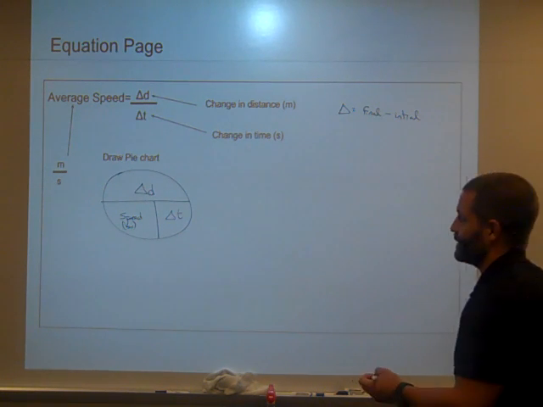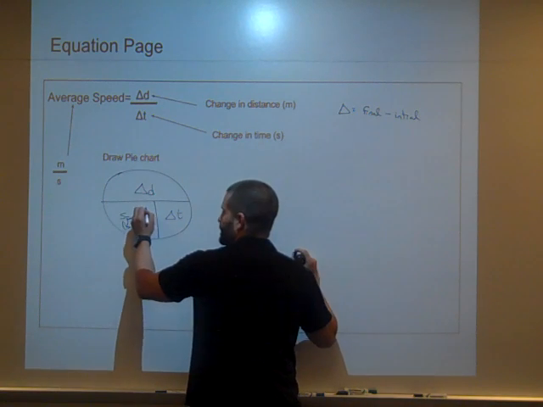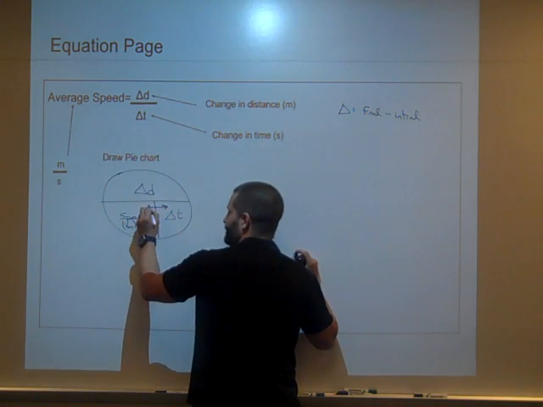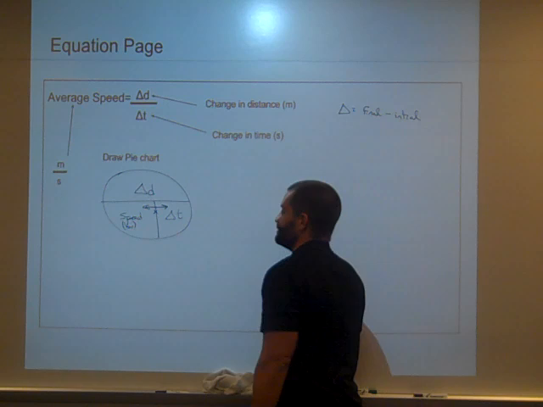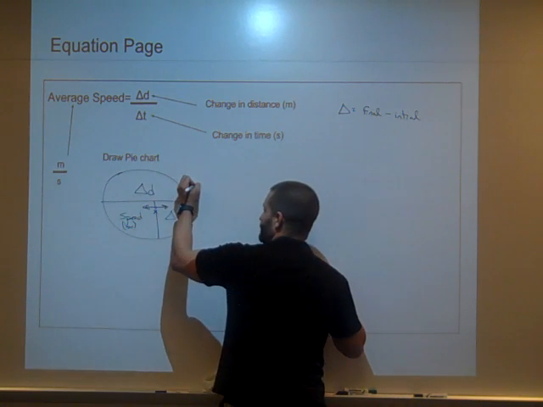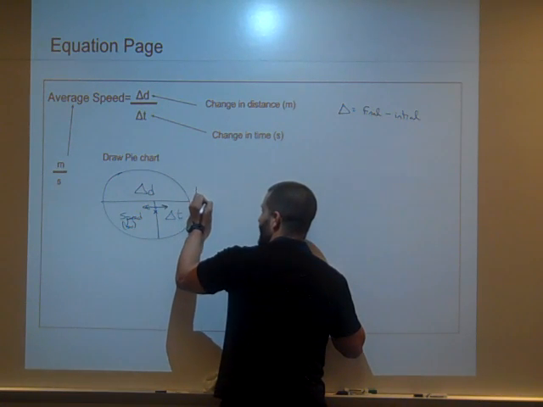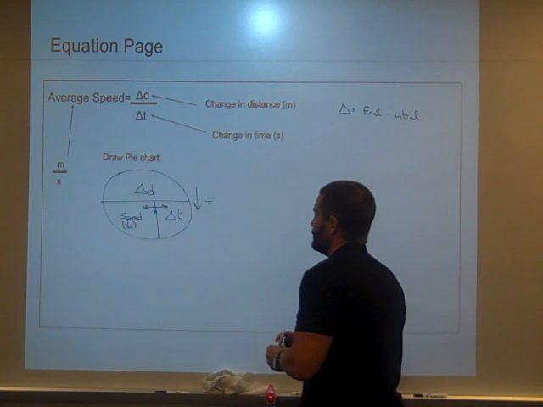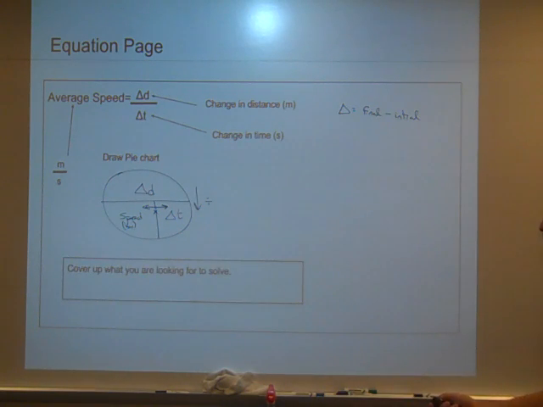So here's how you use this pie chart. I don't think any of you guys have seen this before, huh? If you go left to right, you multiply. Okay? If you go down, you divide. Okay? So cover up what you're looking for to solve. Okay? So what does that mean?